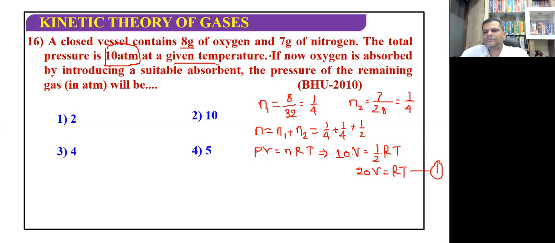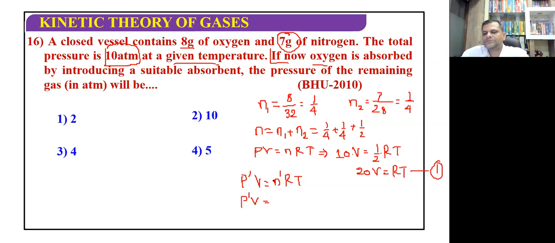But now what happens in the second situation is that oxygen is absorbed. That means the moles of oxygen are lost and only nitrogen will be left in the whole container. The volume of the container is going to be the same, but the number of moles has decreased. So if we use PV is equal to nRT once again, here P dash V is equal to the new number of moles N dash into R into T. The temperature is also the same. So using this here, we have to find what P dash comes out to be.